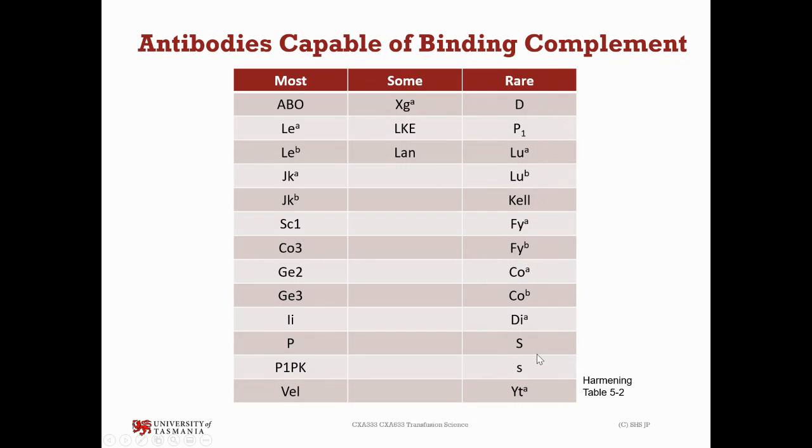So some of them are capable of binding complement, for some it's rare. Now these rare ones are all IgG. The majority of the most column are IgM, except for the Kidd antibodies here, they're IgG class 3. And so IgG class 3 are able to bind complement and fix complement to the membrane attack stage.